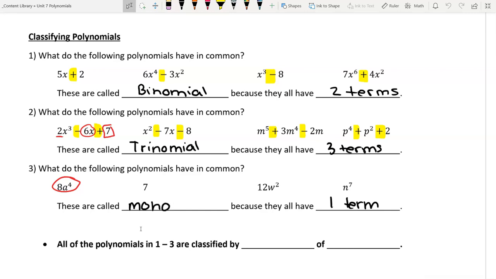Make sure you spell these correctly again, okay? That's an N, not an H. Mono means one because they all have one term. It's just a singular thing. So these are our three ways of classifying by the number of terms. I'm going to ask you to look at a polynomial and classify it based on the number of terms: binomial, trinomial, or monomial. Okay, 2, 3, or 1.